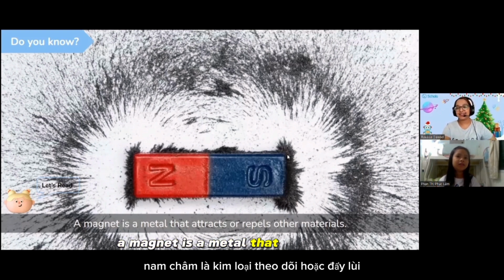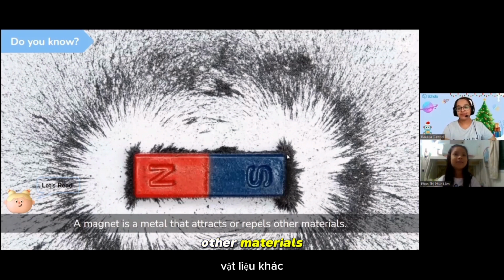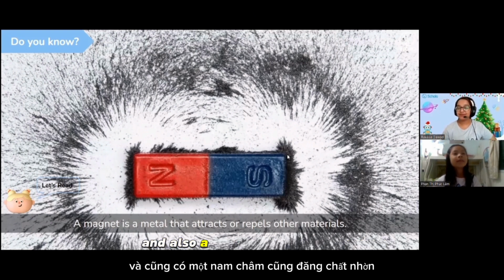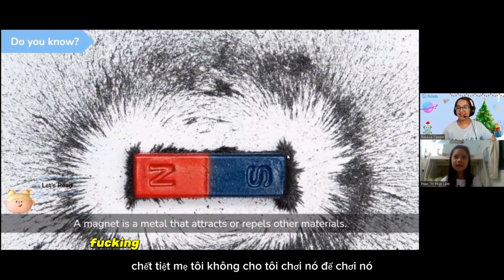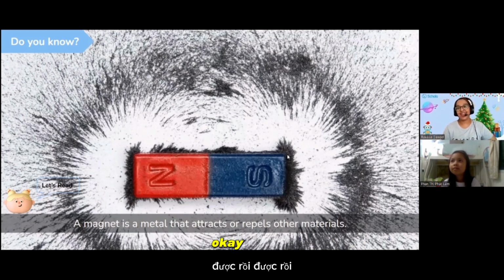Magnet is a metal that attracts or repels other materials, and also a magnet also pulls slime. I really love slime. I want to play it, but my mom didn't let me play it. To play it. Okay. All right.